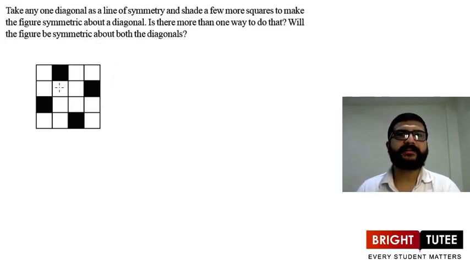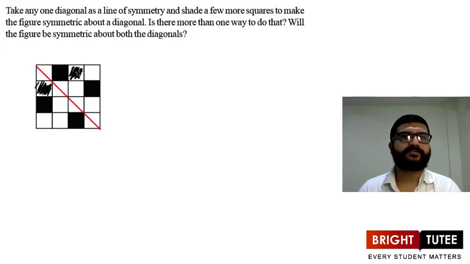So let's draw a diagonal first. Let's say we are having a diagonal like this. This one is the diagonal. Now what we have to draw? Now we have to shade some more squares to make this figure symmetric. Now here one of the shaded squares is this one. So this has to be shaded. Similarly here one of the shaded is this one. So we have to shade this one in this figure also. This square also. So we have to shade this square as well.